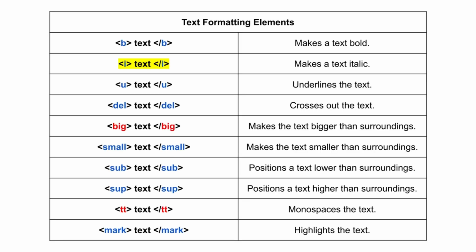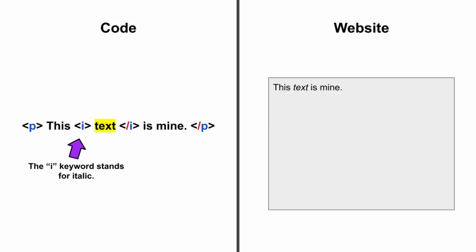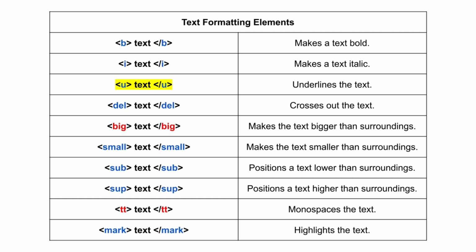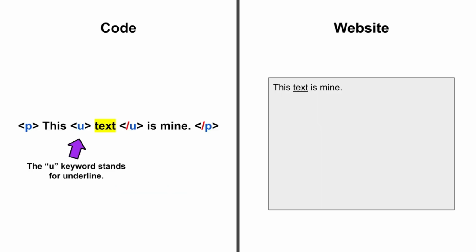The next is the I or italic element. This is written only using the letter I for both of its tags. It makes anything inside of it italic. The next is the U or underline element. This is written only using the letter U, and it underlines our text.